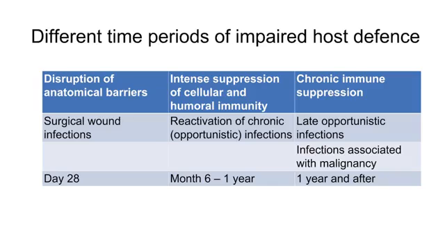After transplantation, we can distinguish three different types of impaired host defense. First, the disruption of anatomical barriers, secondary to the surgical wound and the implantation of the renal transplant. This is followed by a period of intense suppression of cellular and humoral immune responses from the second month up to 1 year after transplantation. After that, the final stage of chronic immune suppression ensues. Next, we will discuss which type of infection occurs at each stage.